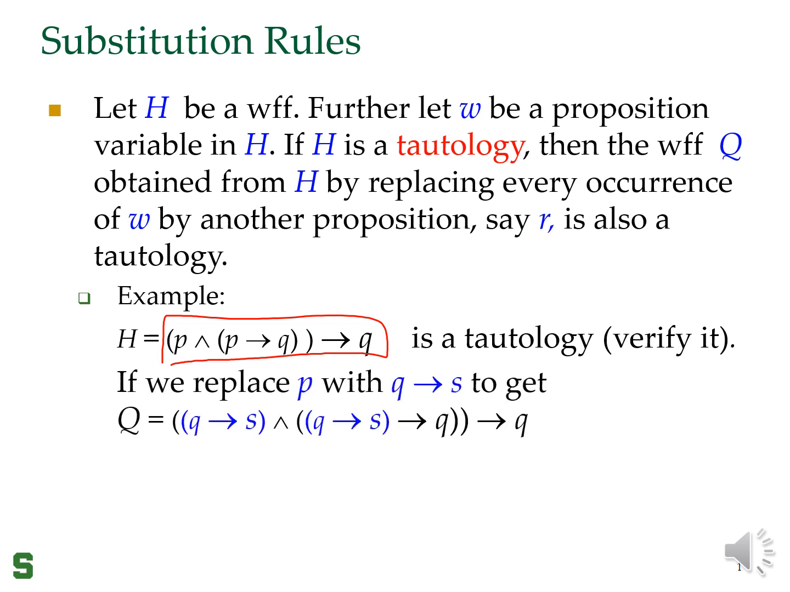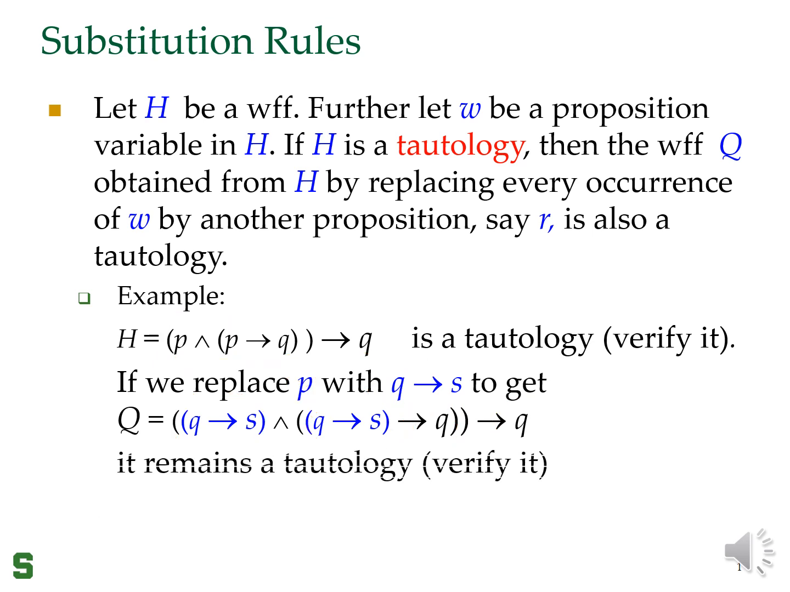Now, suppose we replace P by Q implies S. It's important that we do it consistently everywhere. So here I have (Q implies S) and ((Q implies S) implies Q) implies Q. Every place where I found P, I replaced it by Q implies S. If I do that, I will get a formula Q. What we are saying is that if H is a tautology, Q is also a tautology.